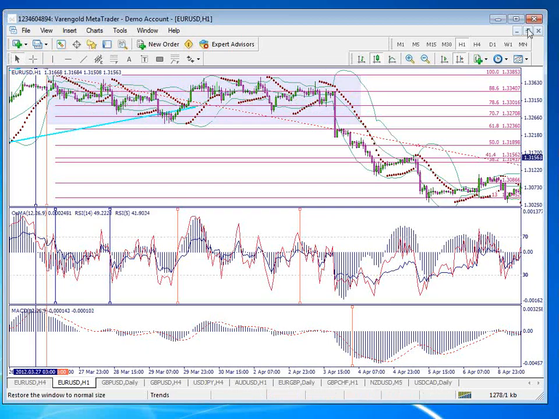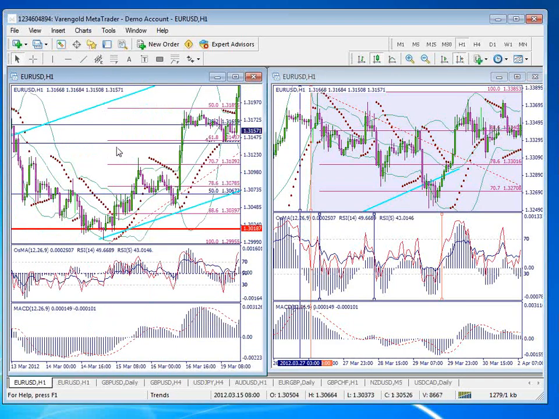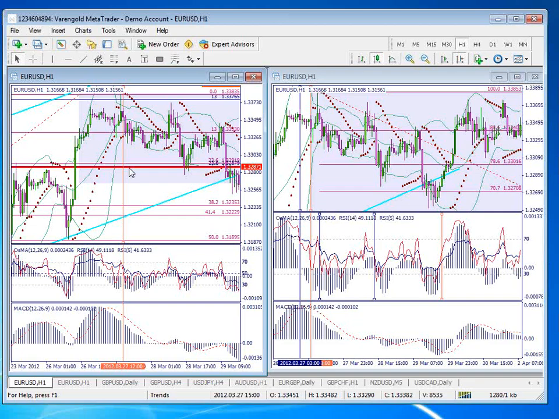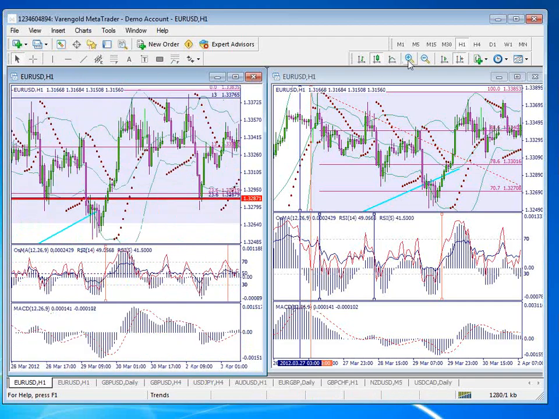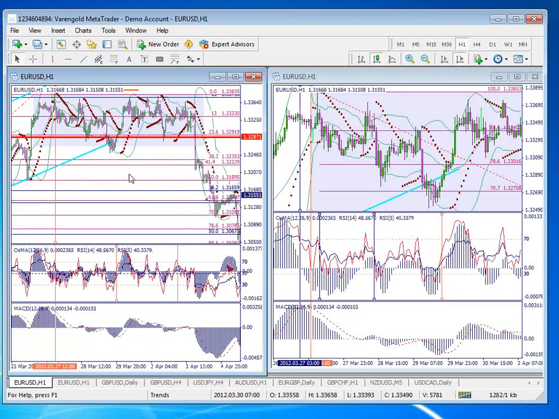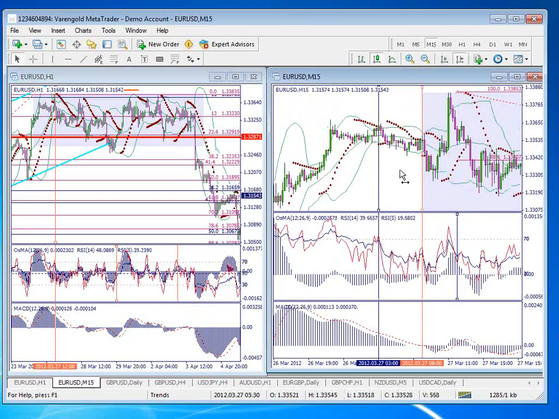So in this situation, I will go here and have 1 hour. I'll make it smaller. And I will look for all those entries and exits that are given to me by the signals on 1 hour. And here I will have the 5 minutes chart or 15 minutes chart. Let's go for the 15 minutes chart.